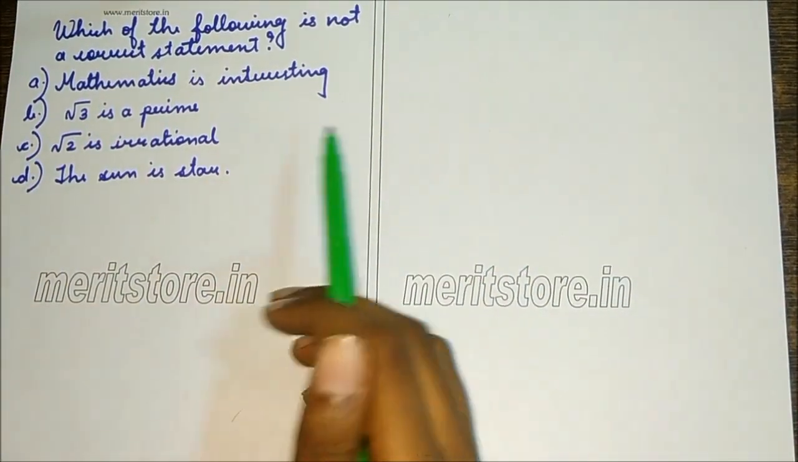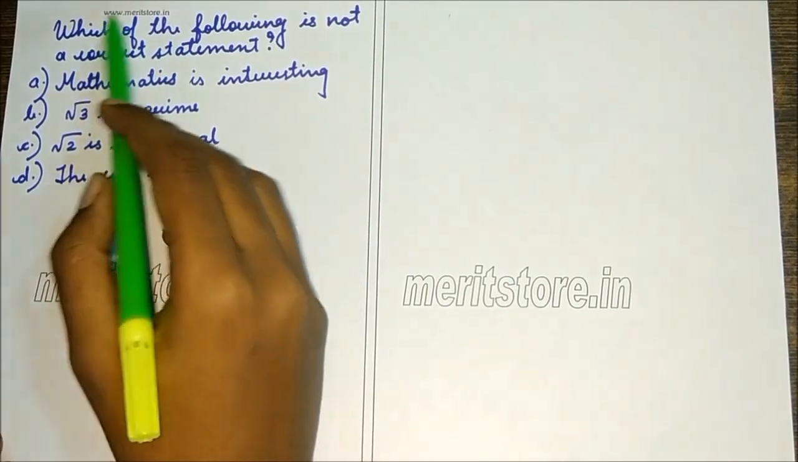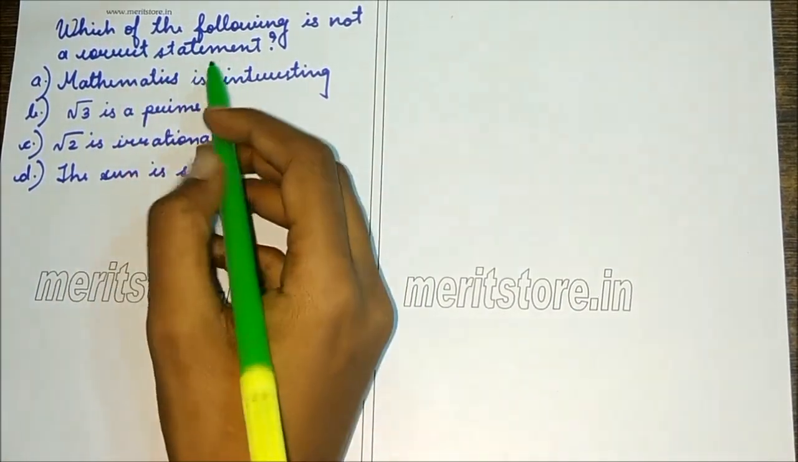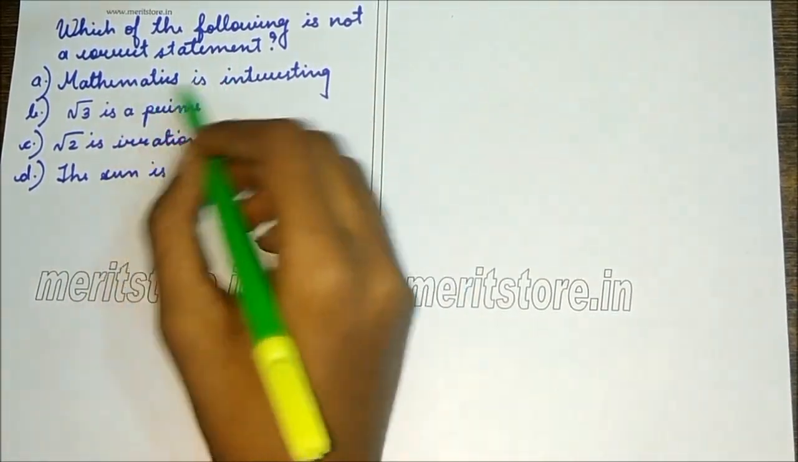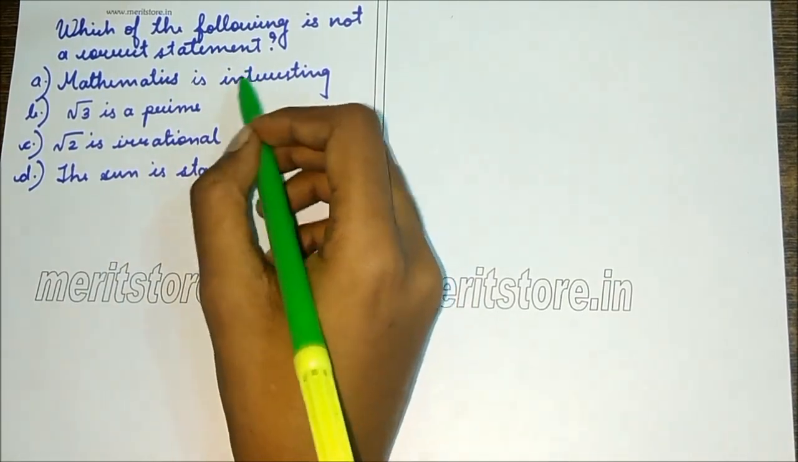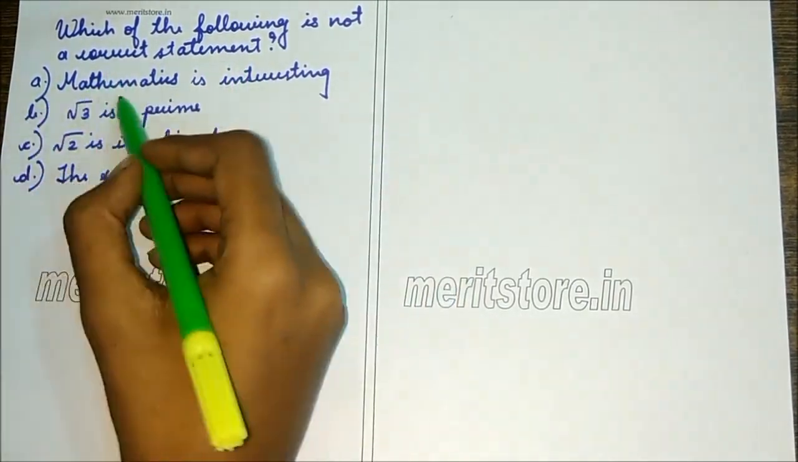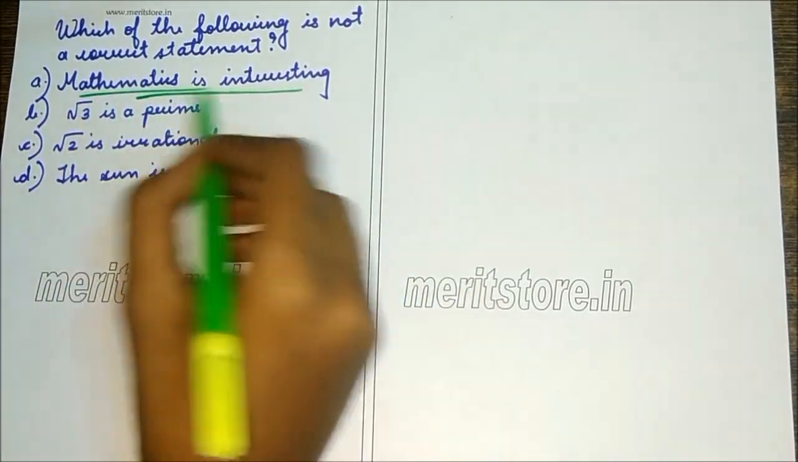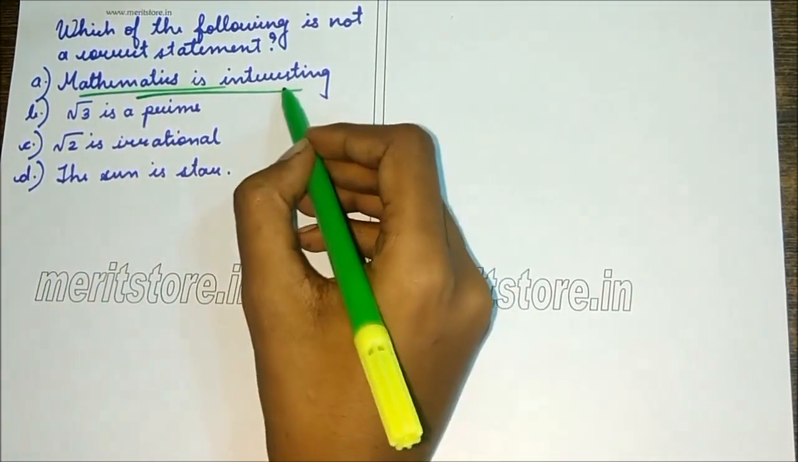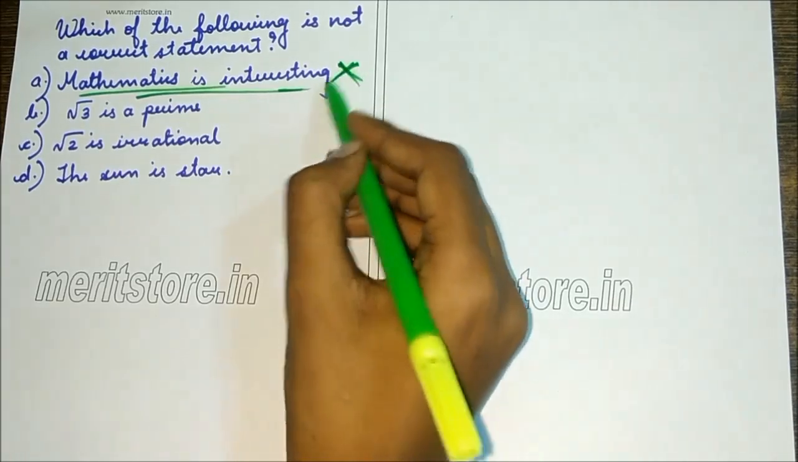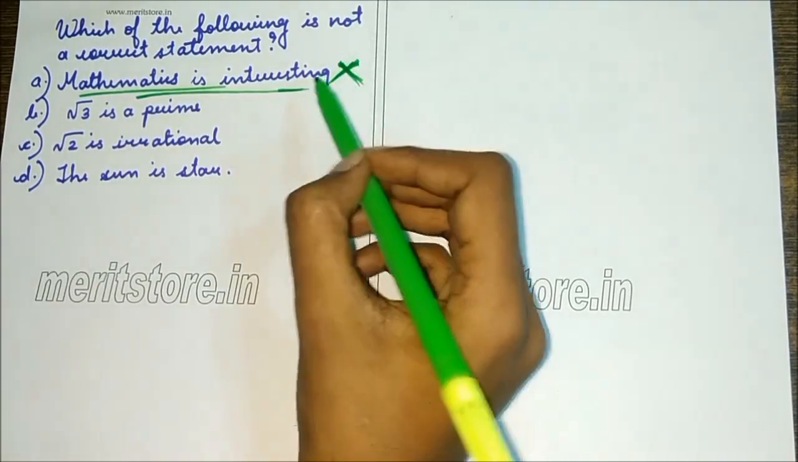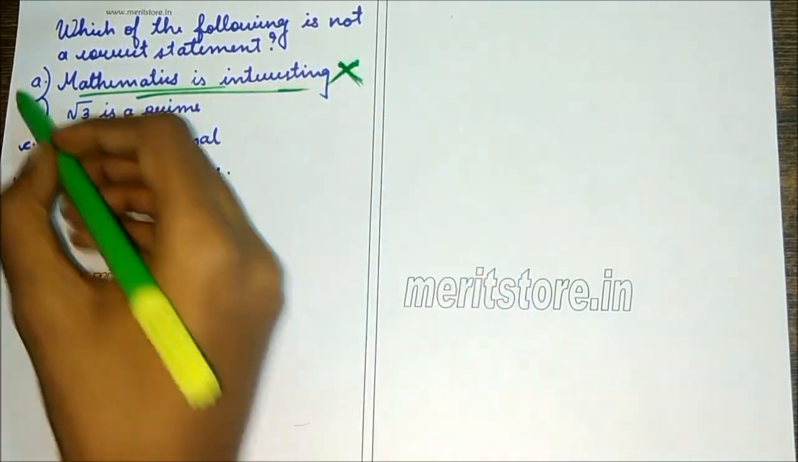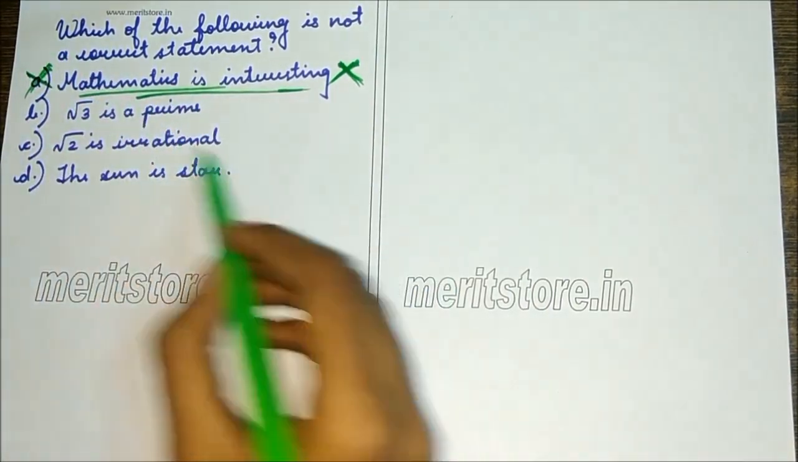Now we are back to simple questions. So the question is which of the following is not a correct statement? So we have to find the statement which has truth value in it. So option A is mathematics is interesting. So this is an opinion. This is not even a statement. This is an open sentence. So this cannot be said to be either true or false. So this is not a statement. So this option is invalid.